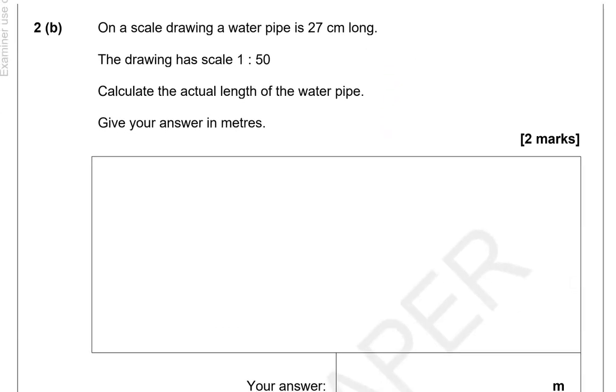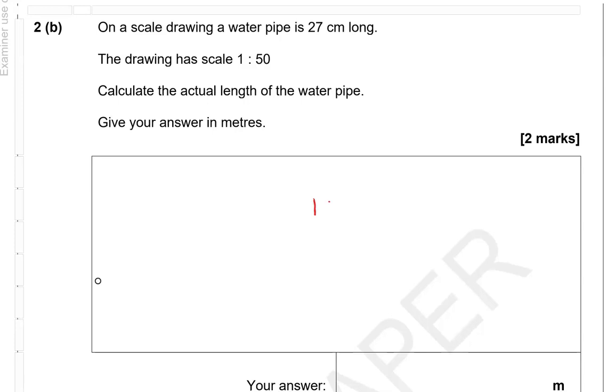On a scale drawing, a water pipe is 27 centimeters long. The drawing has scale 1 to 50. Calculate the actual length of the water pipe. Give your answer in meters. So the scale is 1 to 50. The length of the water pipe on a scale drawing is 27 centimeters.